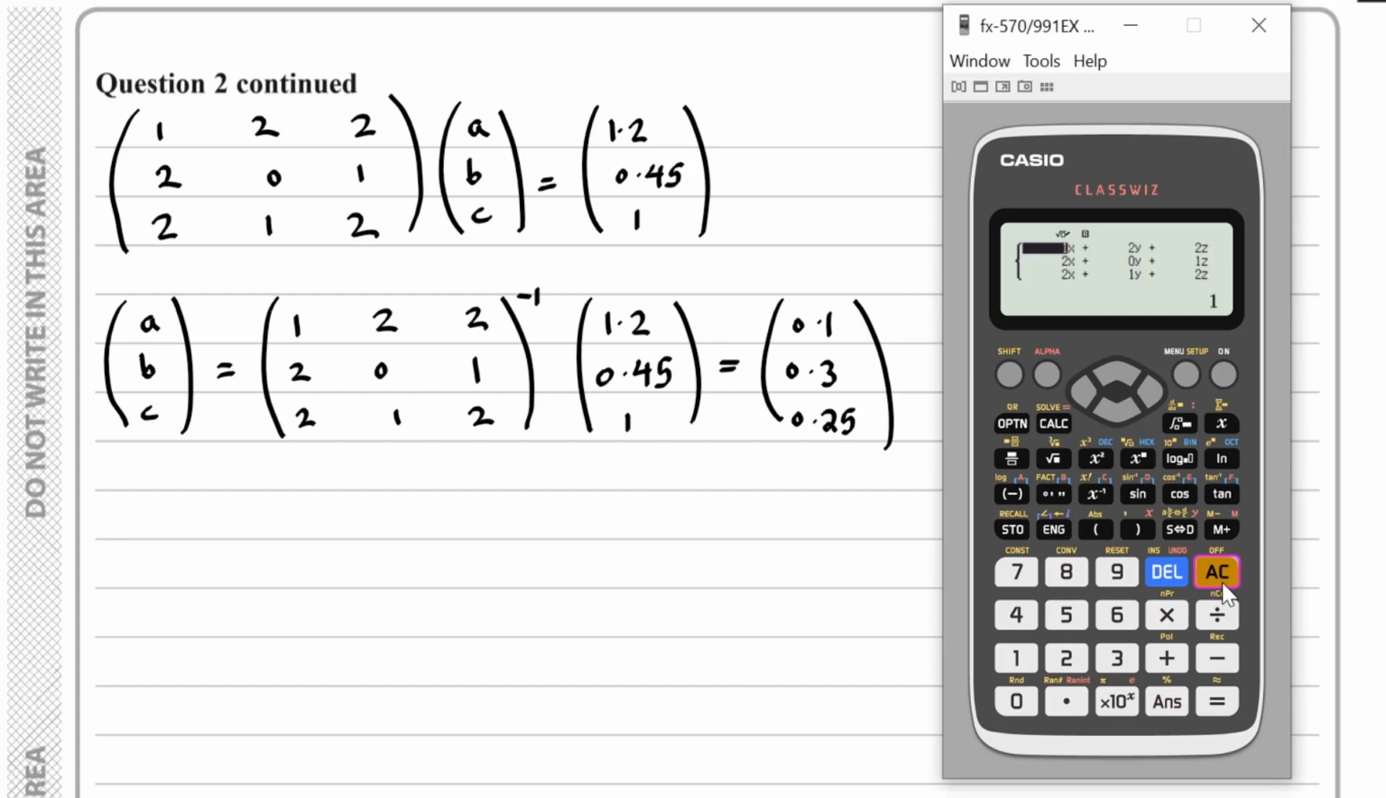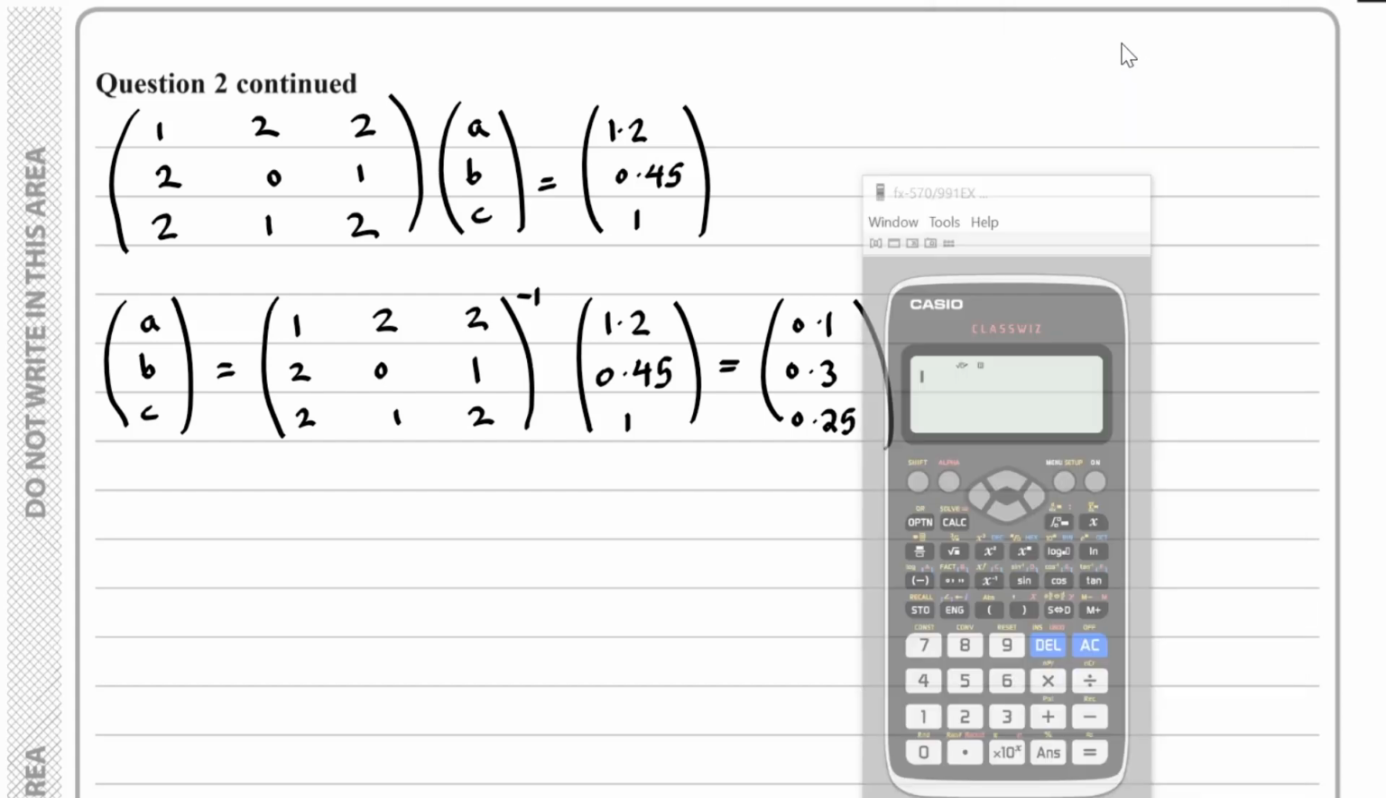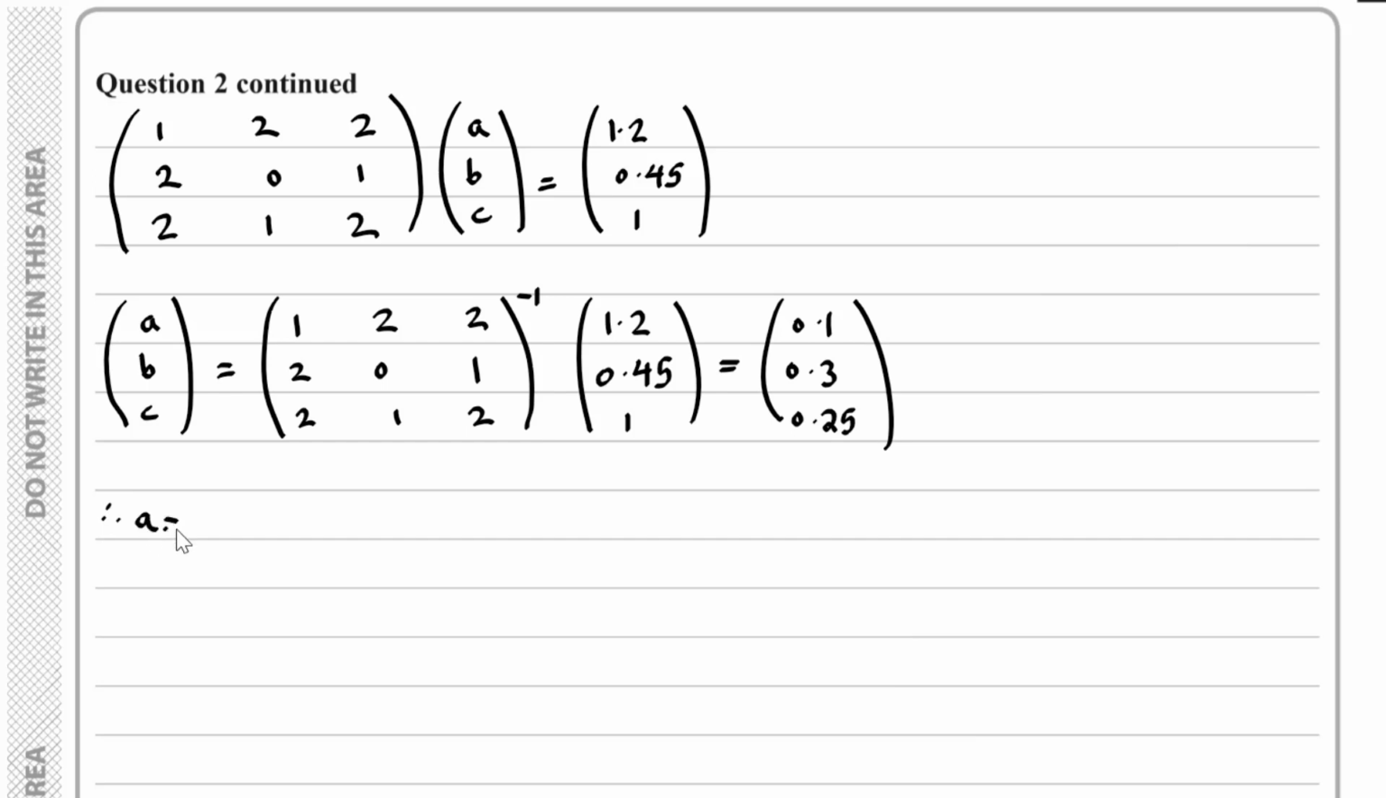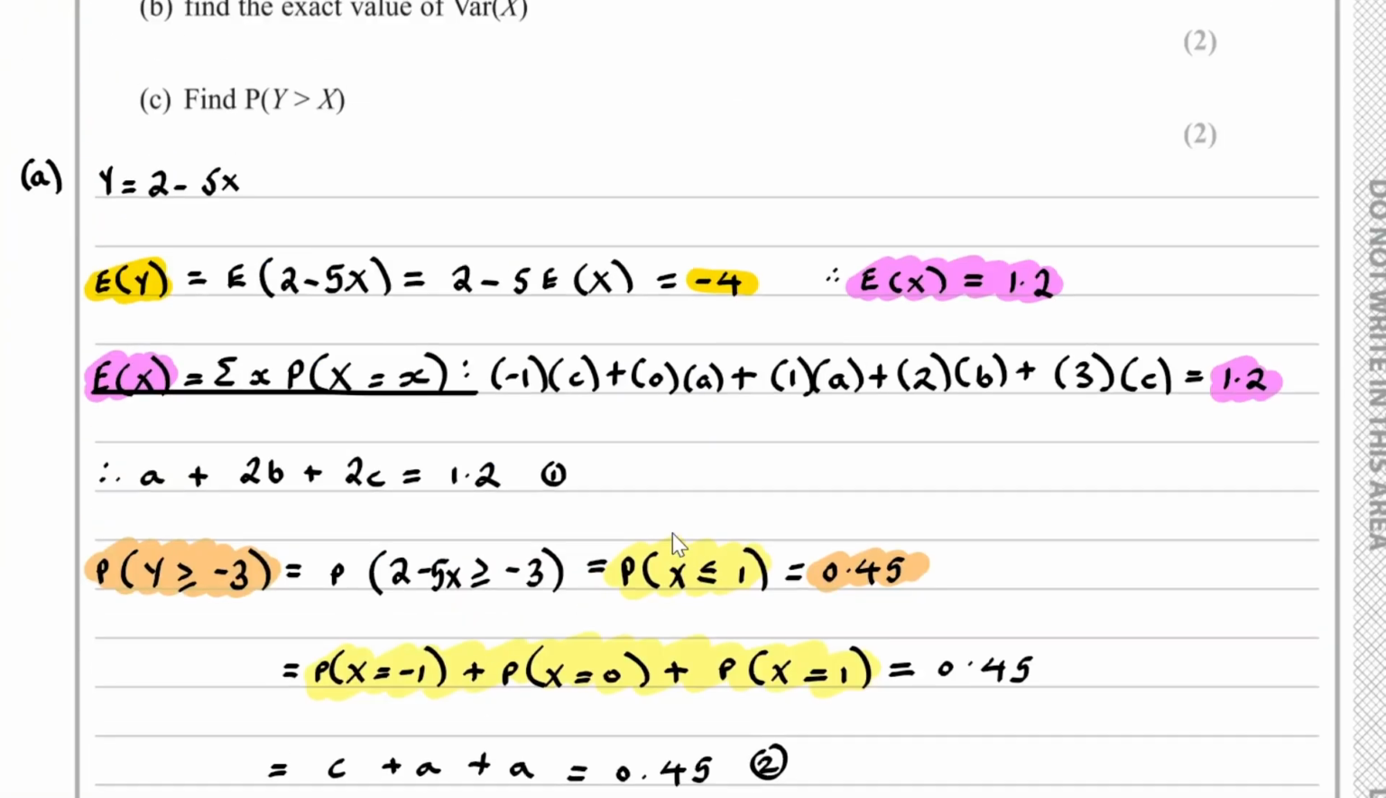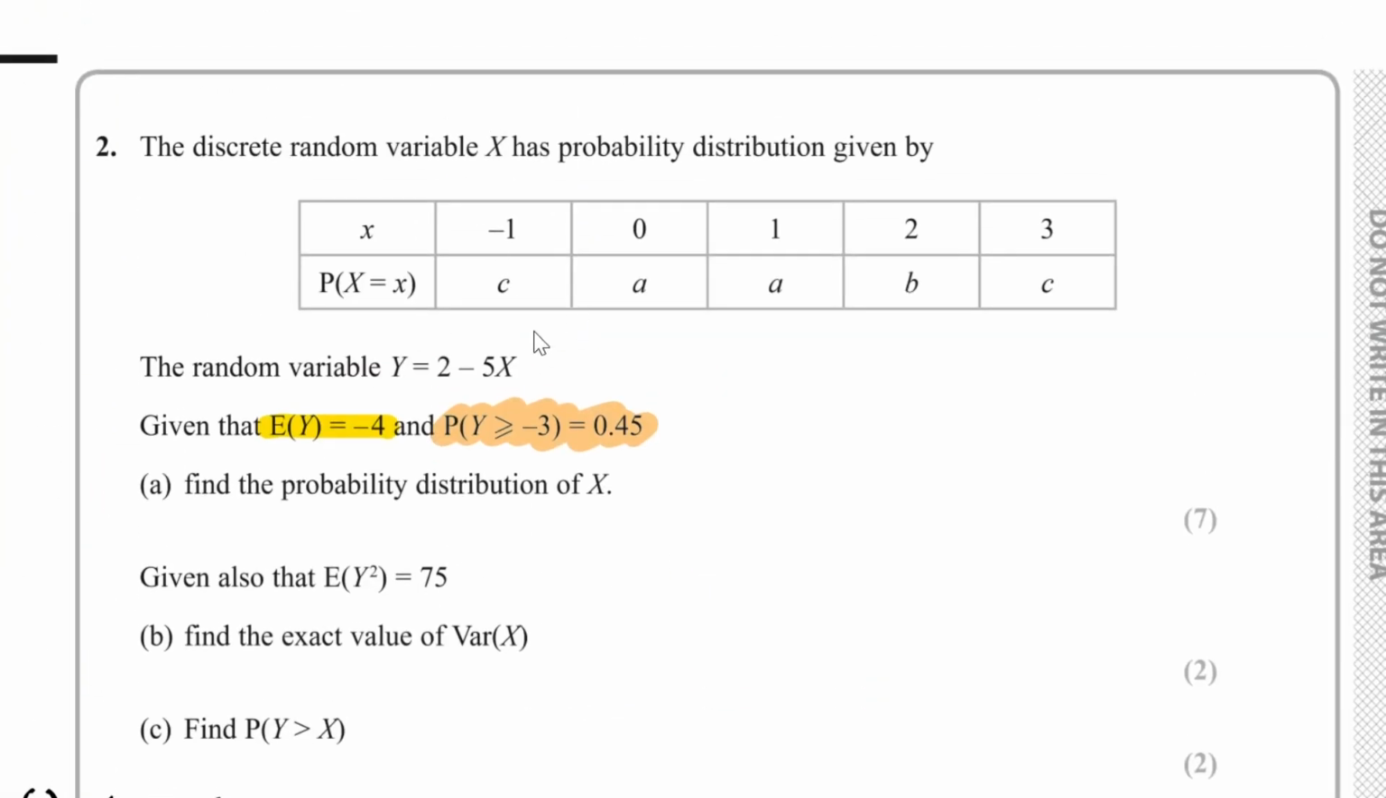Okay, so we can conclude over here, a is equal to 0.1, b is equal to 0.3, and c, that's equal to 0.25. Okay, so let's just fill these values in. We have a, which is 0.1, so we have 0.1 here, 0.1 here. We have b, which is 0.3, so we have 0.3 here, and then we have c, which is equal to 0.25, so we have 0.25 here and 0.25 here.